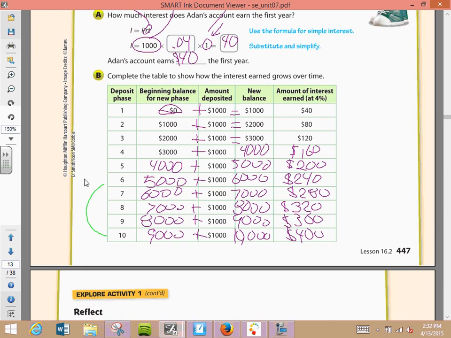Match it with theirs. For us, they only made $120 for the simple one after the third year. So there's a huge difference between simple and compound.